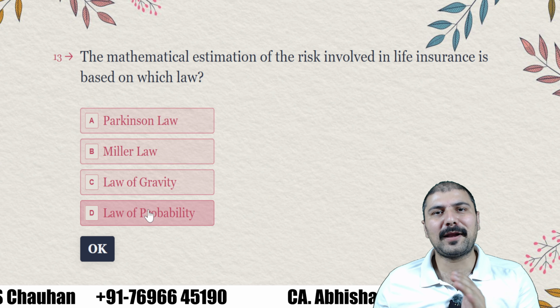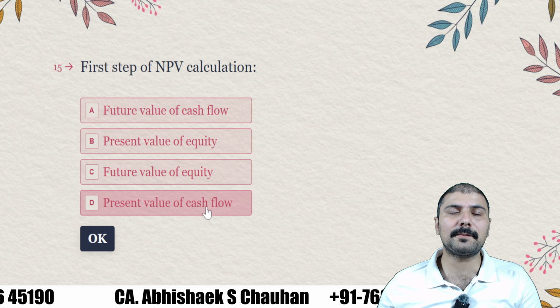The first step in Monte Carlo simulation process is to set up probability distributions, then to generate the random numbers. First step of NPV calculation is the future value of cash flow, present value of equity, future value of equity, present value of cash flows, right? So what is the first step to calculate under NPV calculation? The present value calculations, net present value.